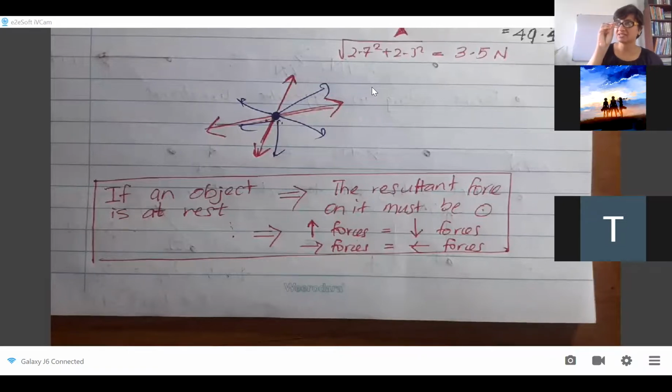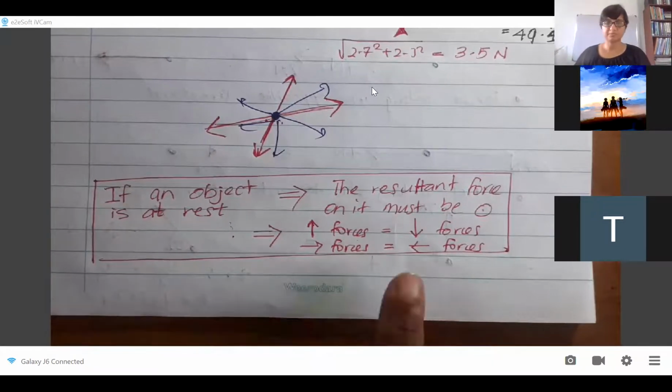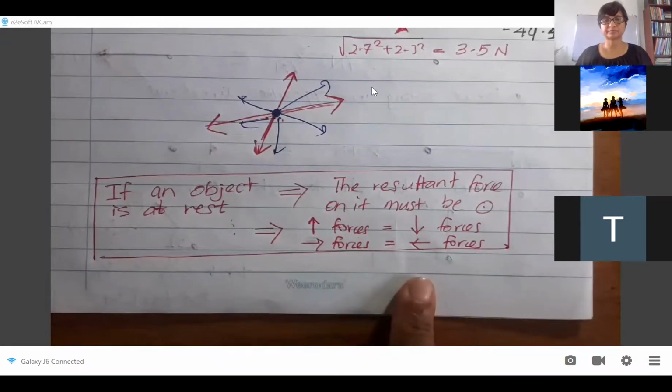If an object is at rest, which means if the net force is 0, in any direction that you consider, the total in that direction must be balanced with the total in the other direction. That is why it is not moving. Okay, so complete that too.